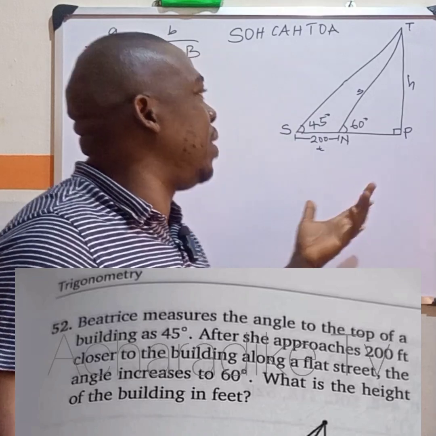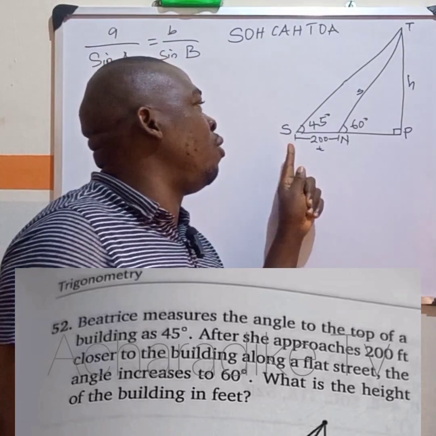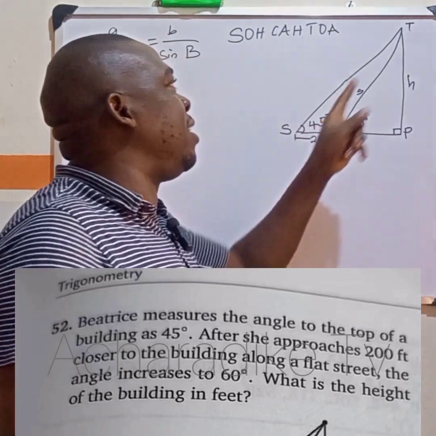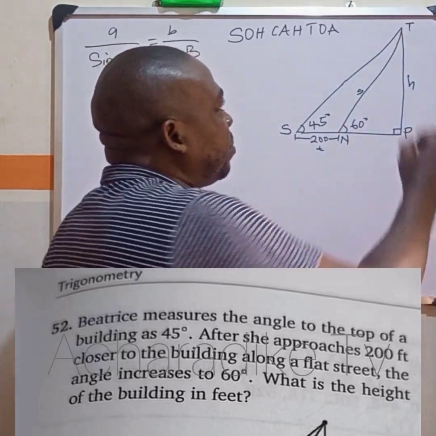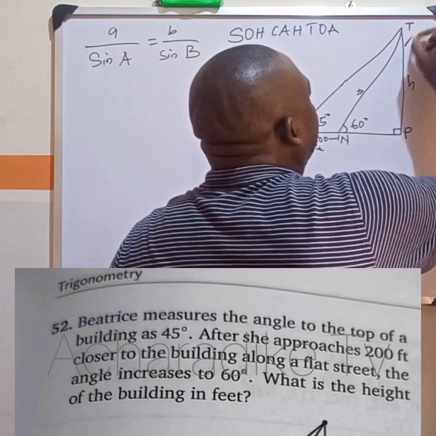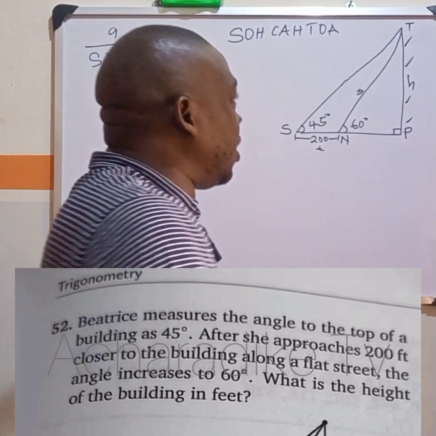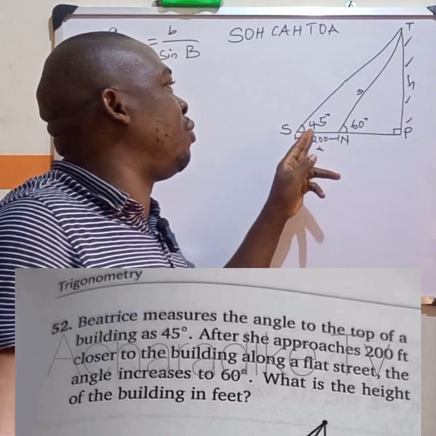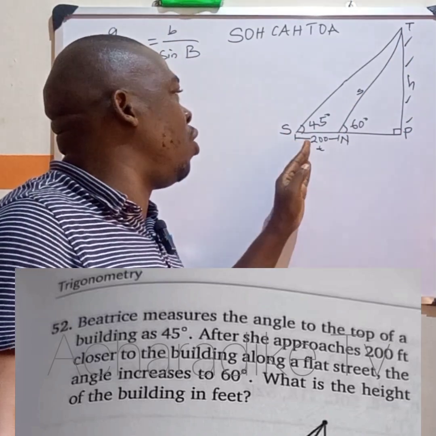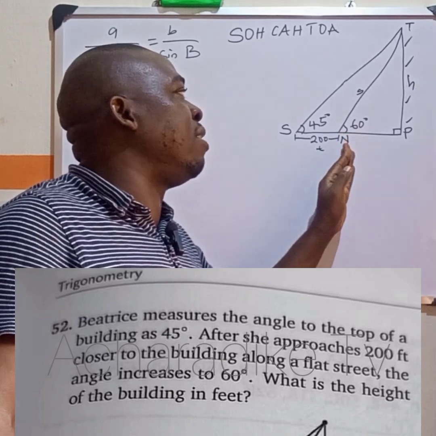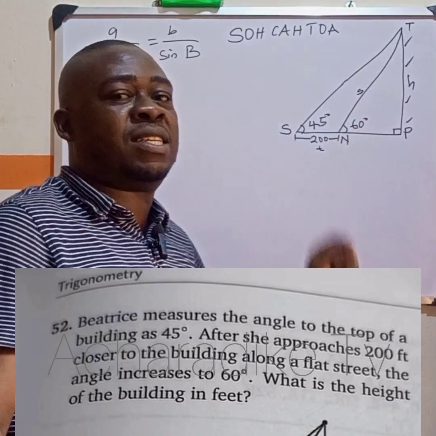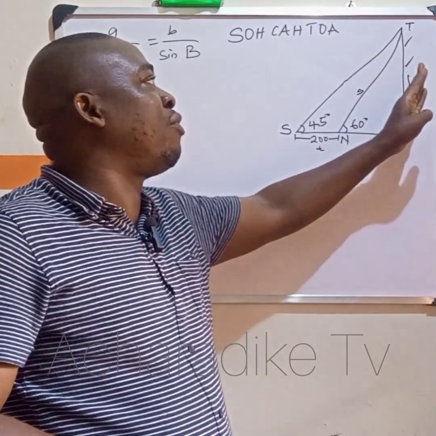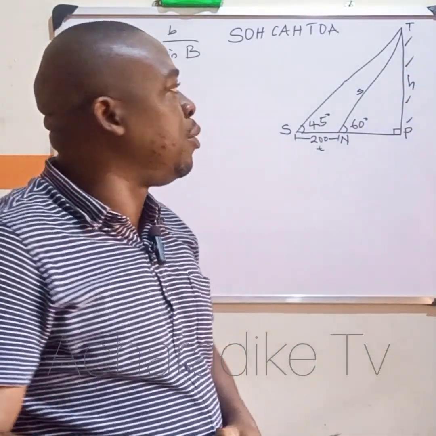Now we were told in the question that Beatrice was at this point when she measured the angle of elevation of the top of this building. This is a building. She measured the top of this building and got 45. Then she moved 200 feet closer to the foot of the building and measured again, and she got 60 degrees. Now they want us to calculate the height of this building.